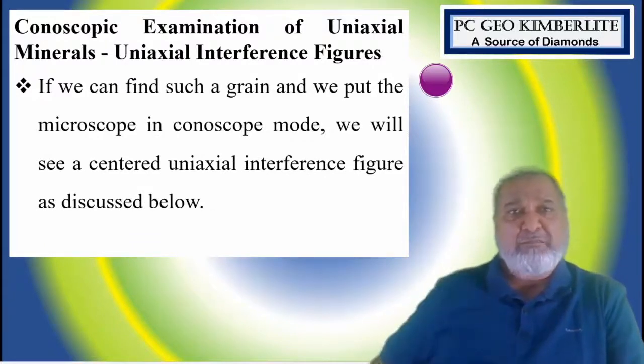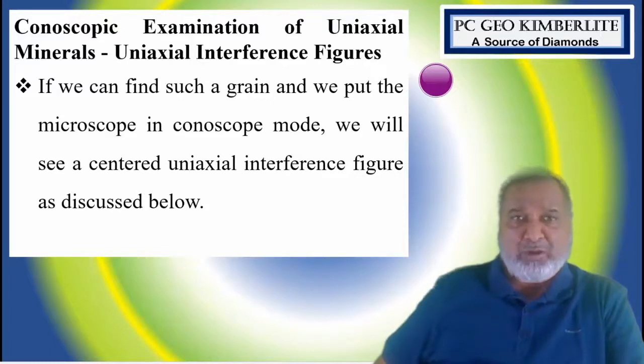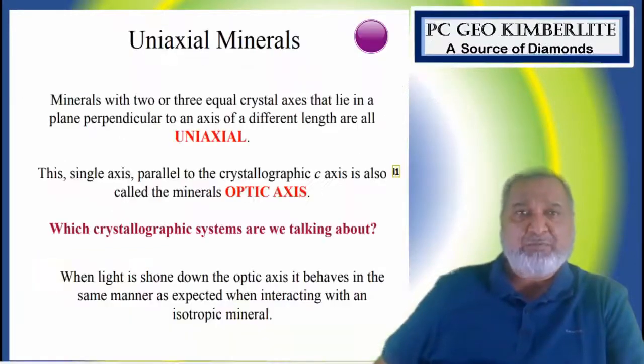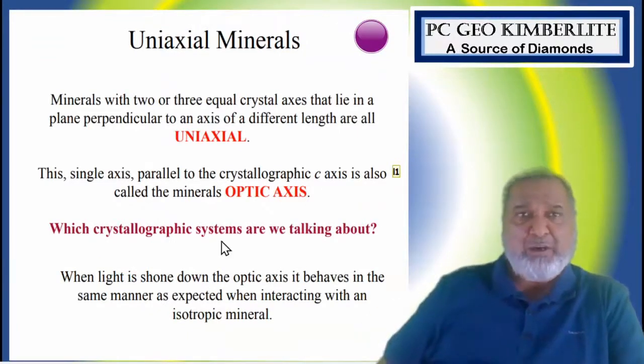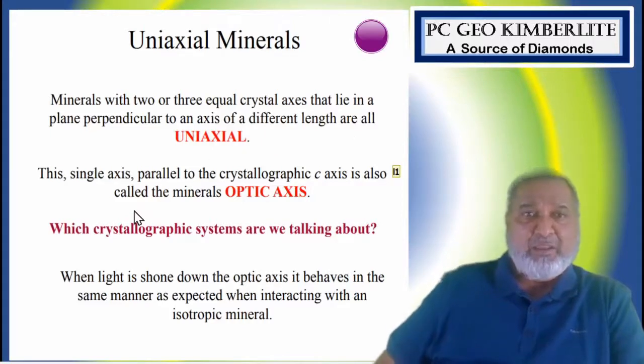If we can find such a grain, we put the microscope in conoscopic mode and we will see a centered uniaxial interference figure, as we discussed below. Minerals with two or more equal crystal axes lying perpendicular to an axis of different length are called uniaxial. This single axis, parallel to the crystallographic c axis, is also called the optic axis.